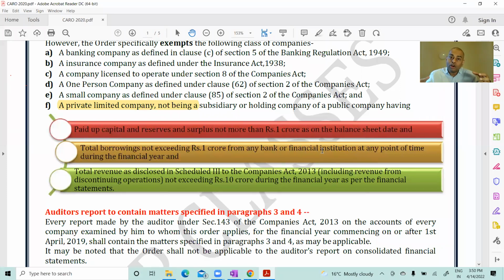During the year, any point of time. So from April 1st to 31st March, if on any day your loans and advances touched 1 crore above, 1 crore 1 rupee, welcome to Caro. This is condition 2.